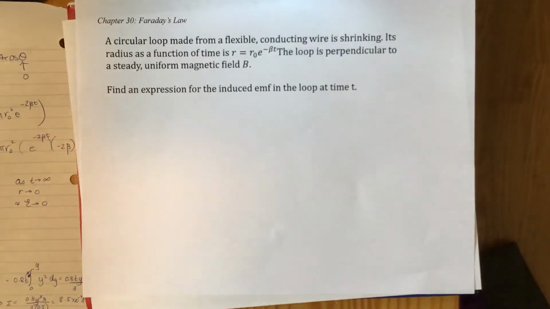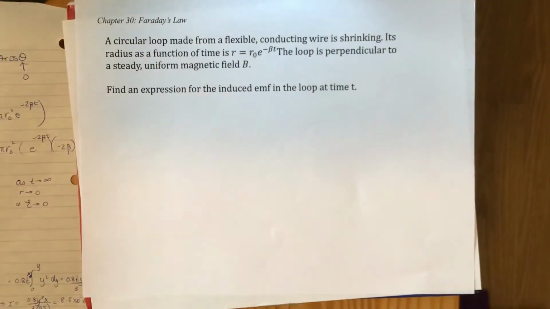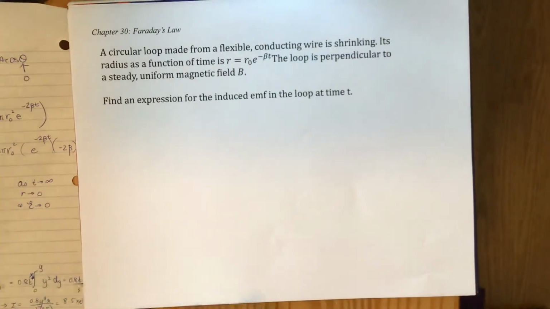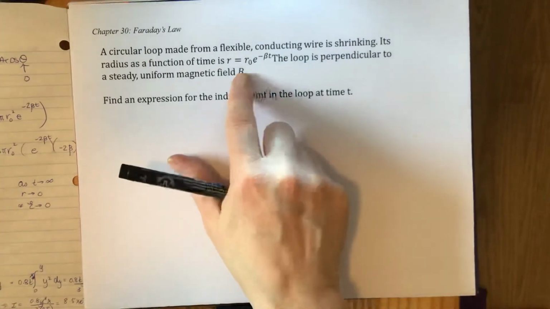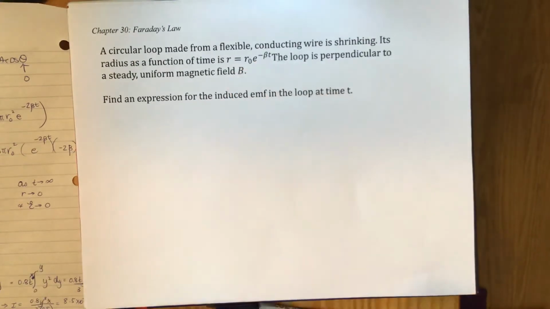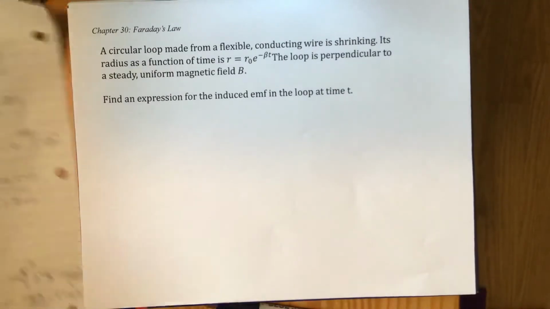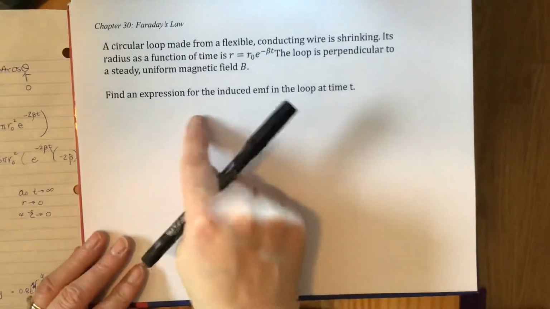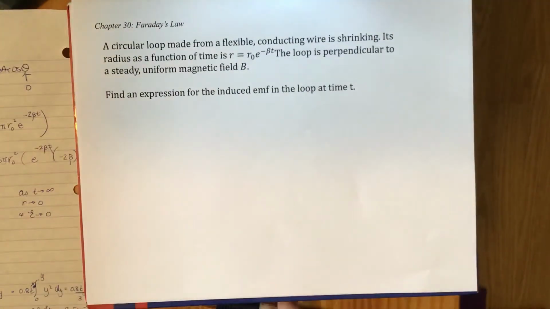In this next example now, we have a circular loop. It's made from a flexible conducting wire and it's shrinking. Its radius as a function of time is given by some constant rho, e to the minus beta times t. The loop is perpendicular to a steady uniform magnetic field B. So let's see what we're going to do here. How are we going to work this out? We want to find an expression for the induced EMF in the loop at time t.